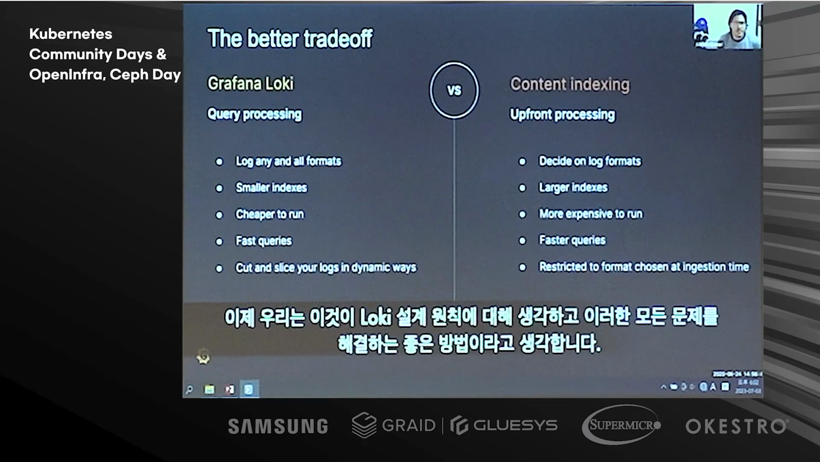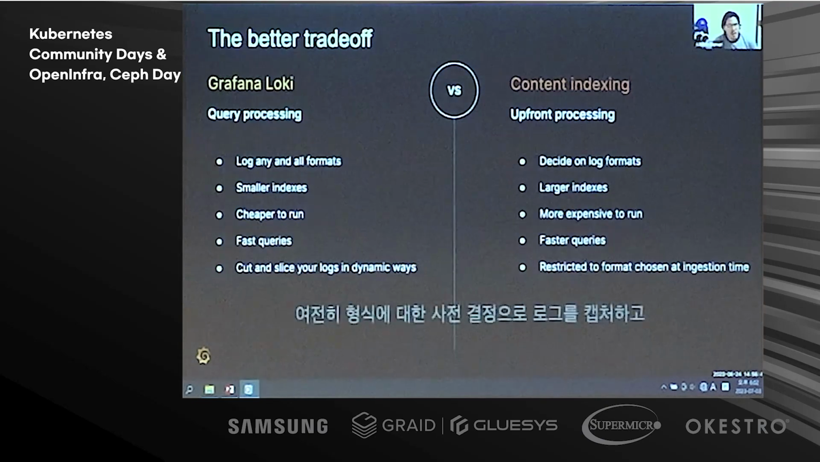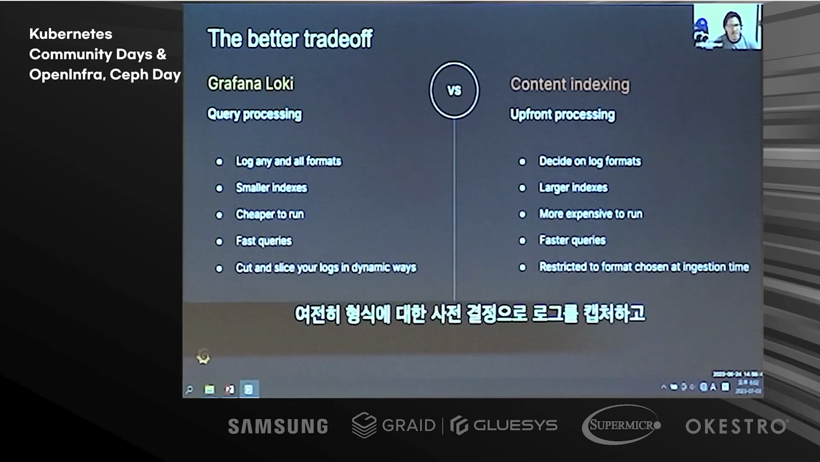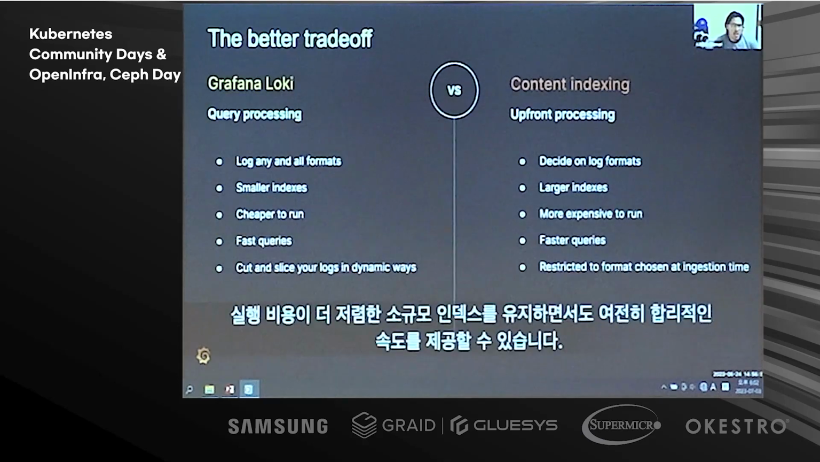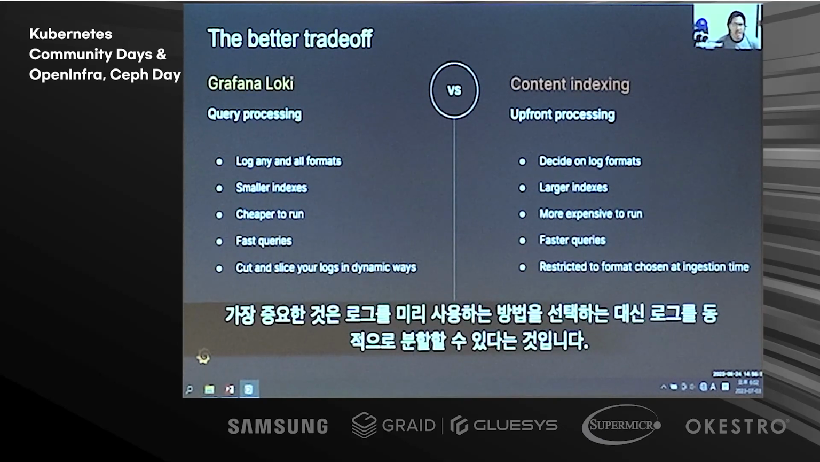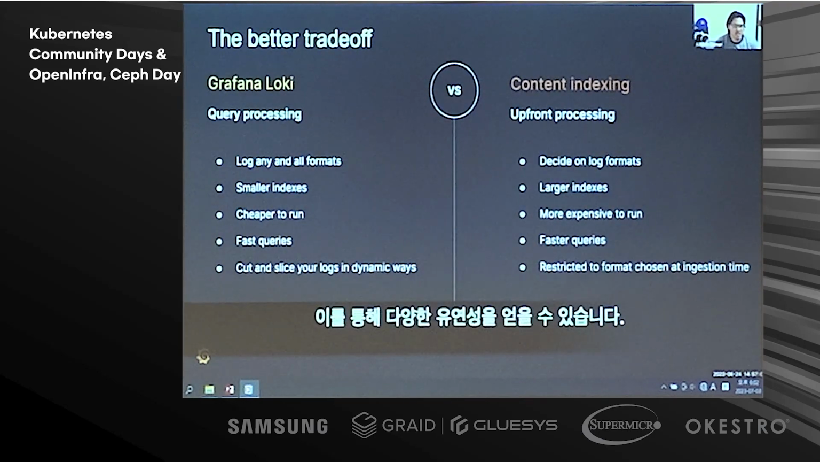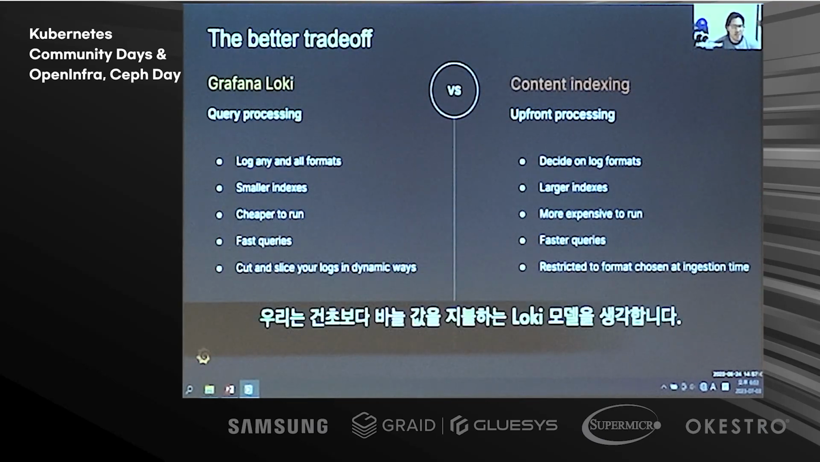Now, we think this is a good trade-off, thinking about Loki's design principles and how they address all these challenges. You can still capture logs without upfront decisions on their formats, keep smaller indexes that are cheaper to run, but still get reasonable speed. Most importantly, you can dynamically slice and dice your logs rather than pick how they will be used upfront. So this gives you a lot of flexibility. We think of Loki's model as paying for the needle rather than the haystack itself. All right.